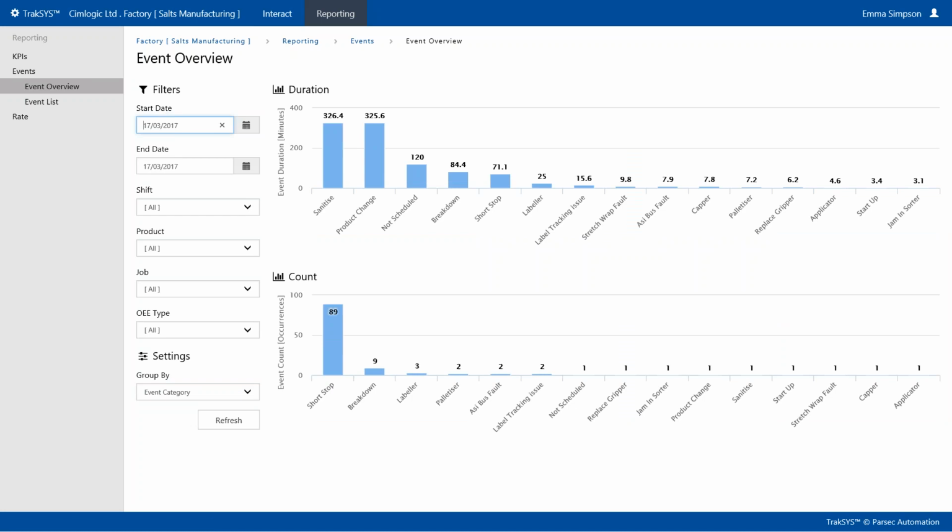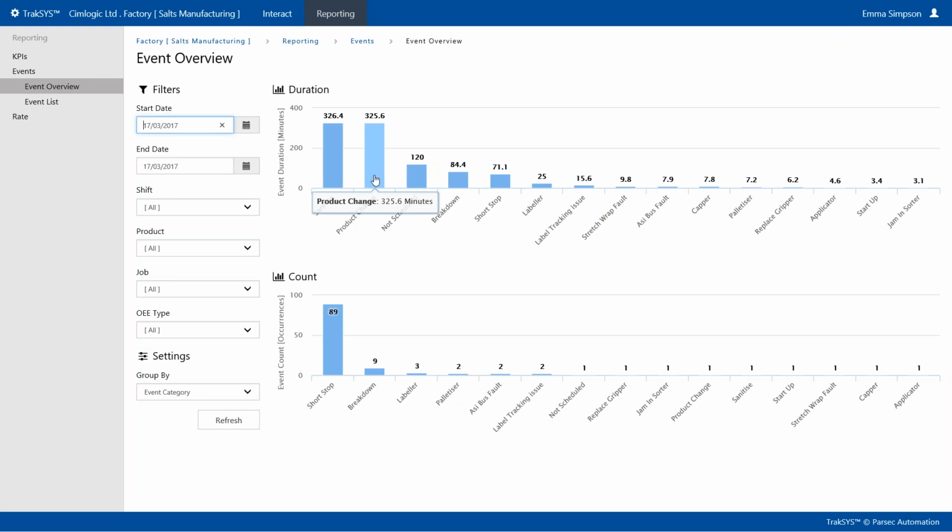Okay, for that day we have a Pareto chart that can show us clearly that we have some issues. At the top, the Pareto chart is a duration Pareto chart, and on the bottom we have a count that gives us the frequency of the different events. We have about 650 minutes lost due to sanitize and product change. This is quite a lot.